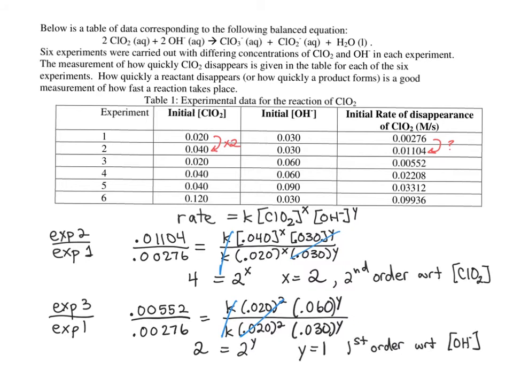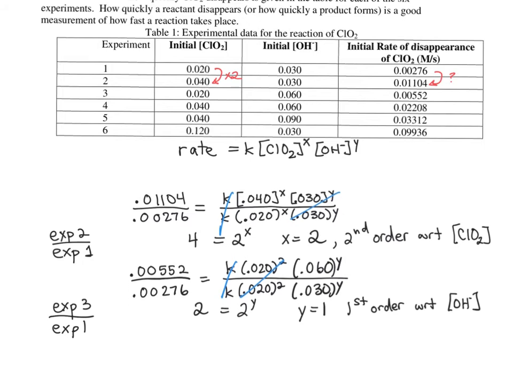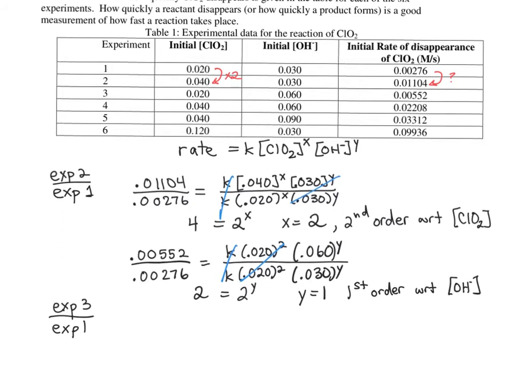So now I can put this together and write the rate law. I'm going to slide everything up a little bit because I'm out of room. So from what I've calculated here, the rate law can be written as k times the ClO2 concentration to the second power, or second order, times the hydroxide concentration to the first order. And you don't have to write the exponent if it's 1. So I've written the rate law.